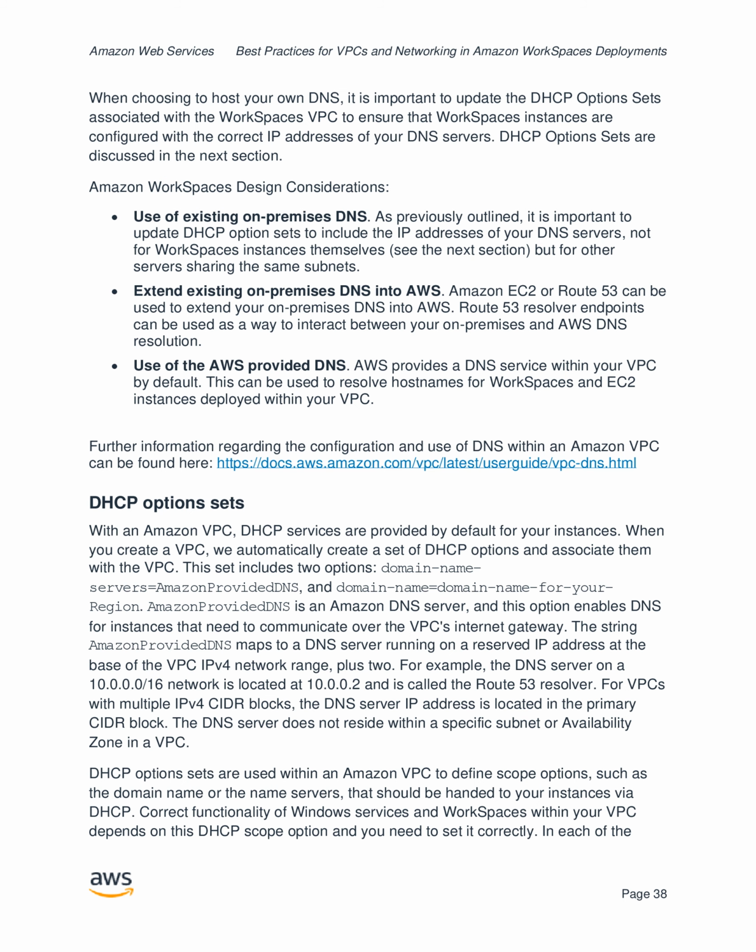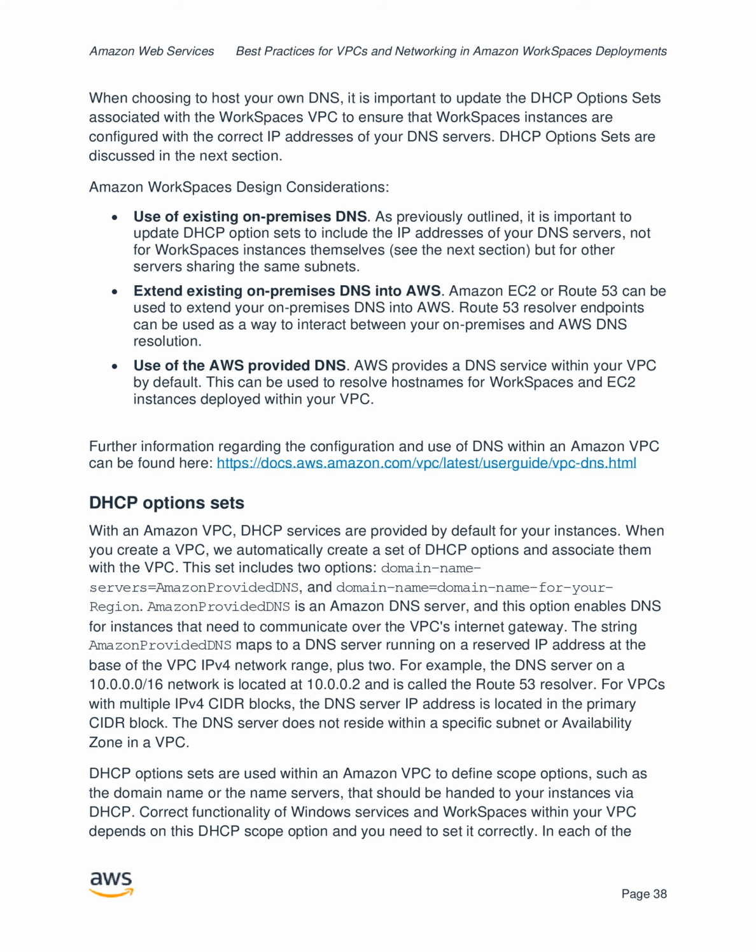Use of the AWS provided DNS. AWS provides a DNS service within your VPC by default. This can be used to resolve host names for WorkSpaces and EC2 instances deployed within your VPC. Further information regarding the configuration and use of DNS within an Amazon VPC can be found here. https://docs.aws.amazon.com/vpc/latest/userguide/vpc-dns.html. DHCP option sets. With an Amazon VPC, DHCP services are provided by default for your instances.